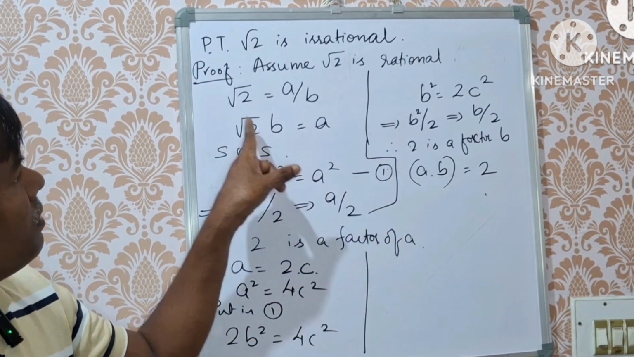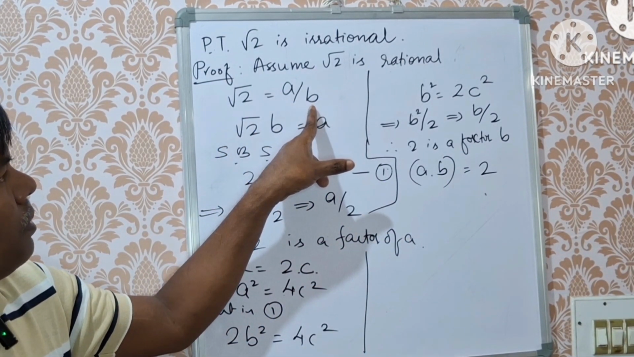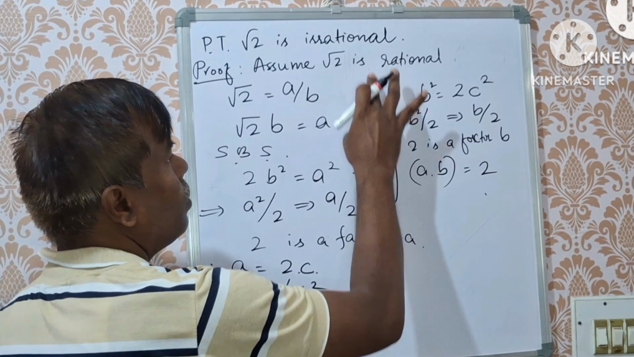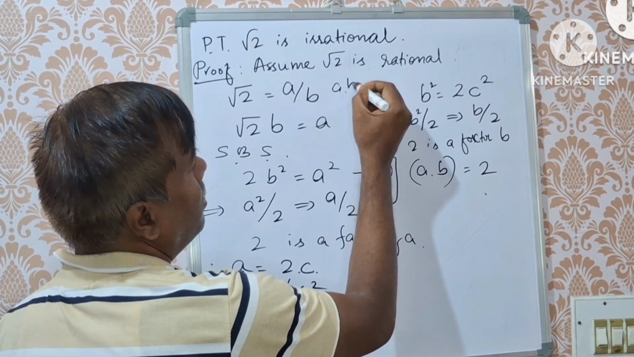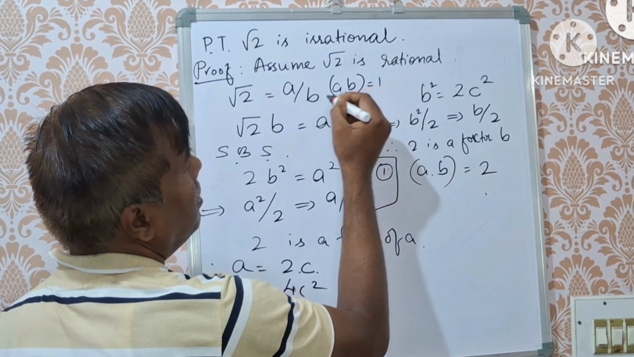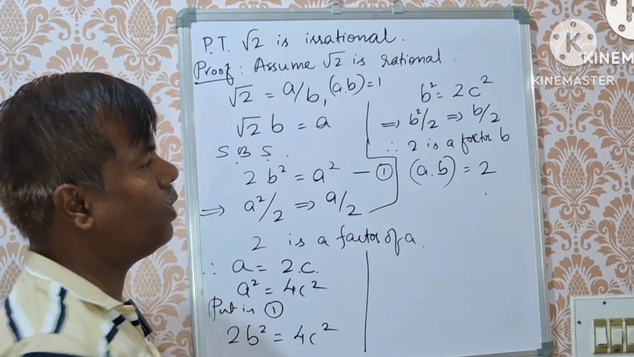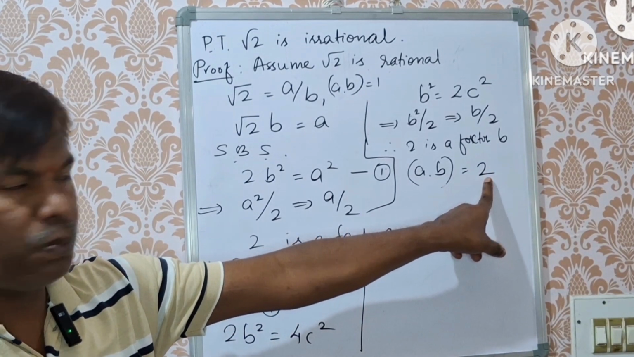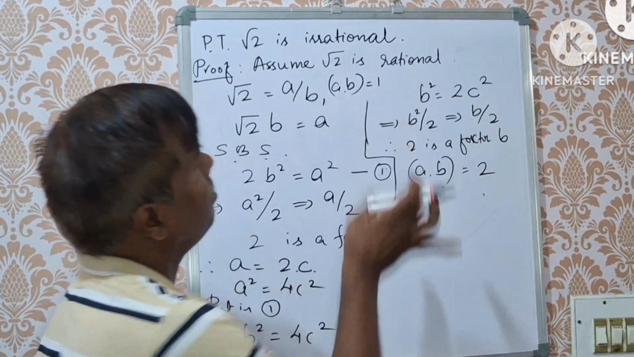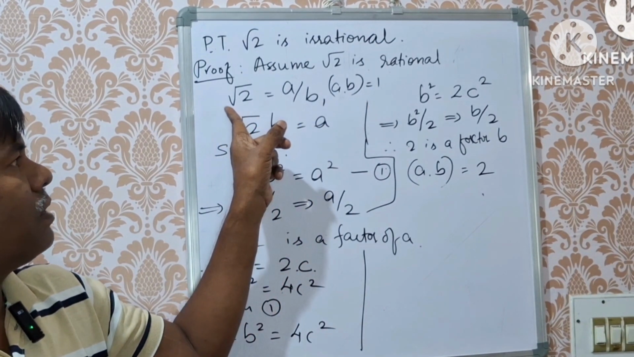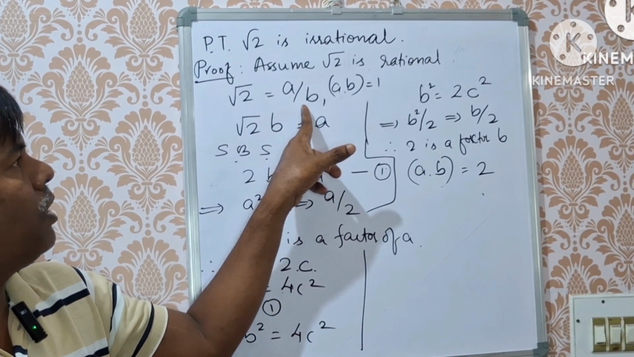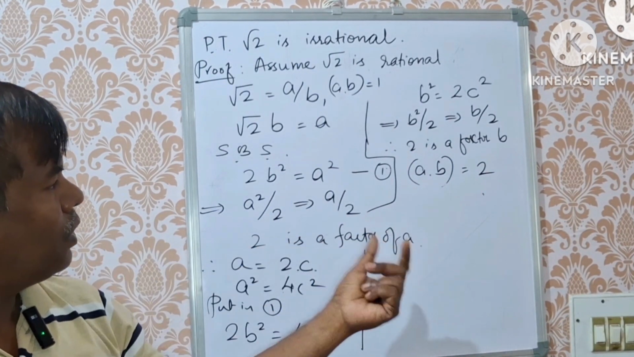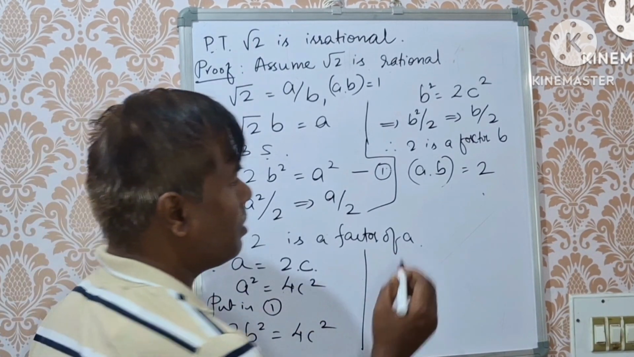See, if root 2 is written as a by b, then a and b must be co-prime numbers, that means the only common divisor of a and b is 1. But we have proved that there is one more common divisor of a and b, that is 2. That means our assumption is wrong.